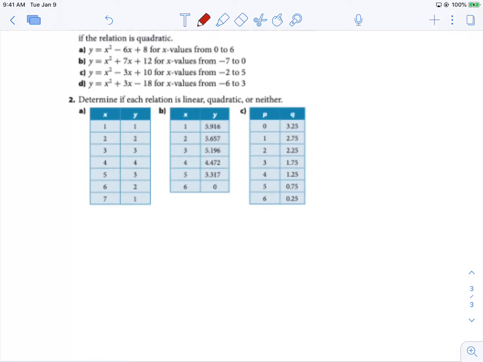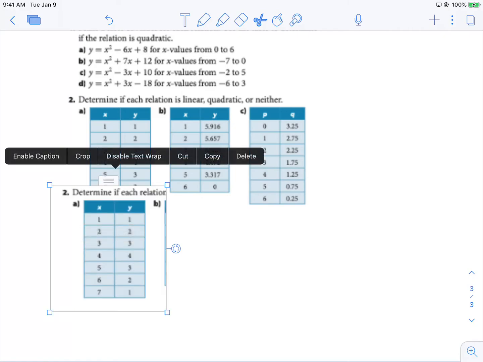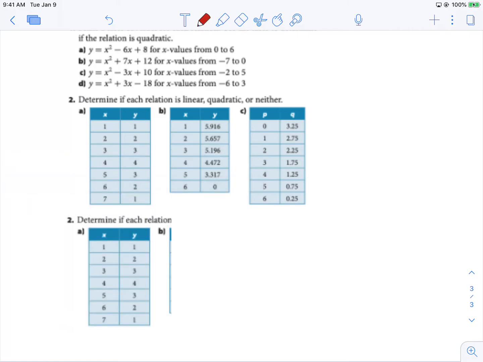So here, let's see if I can cut this out. Nice. So what we're going to do here is take a look at our first differences. So the first difference here, 2 minus 1 equals 1. 3 minus 2 equals 1. 4 minus 3 equals 1. 3 minus 4 equals negative 1. 2 minus 3 equals negative 1. And 1 minus 2 equals negative 1. So the first differences here don't tell us anything. What about the second differences?